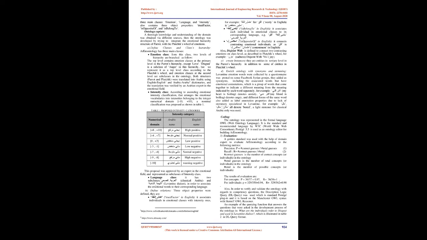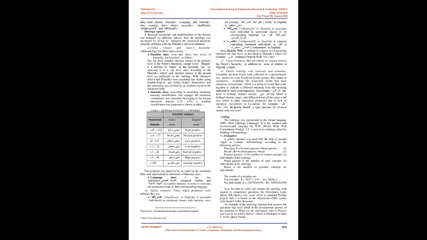2. Ontology building. The ontology was constructed over emotions and 2 languages using a top-down method. Its structure comprises 3 main classes: emotion, language, and intensity. It also contains 3 object properties: trust factor, isOppositeOf, and isBelongTo. Ontology capture. A thorough knowledge and understanding of the domain was obtained via different sources. Then the ontology was developed by trying to integrate the emotional hierarchy structure of Parrott with Plutchik's wheel of emotions. A. Define classes and class hierarchy.